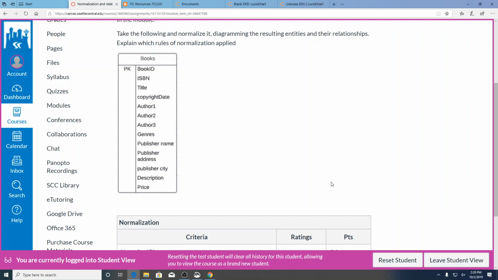These are talking about publisher, not about the book. That's what a functional dependency is. It's a sublist inside of a table or an entity that doesn't talk about the main topic, which is books.